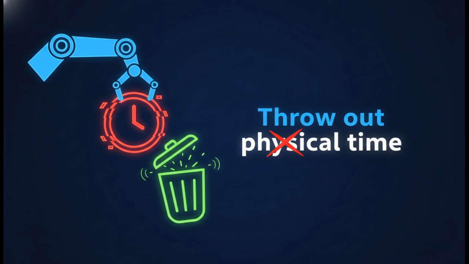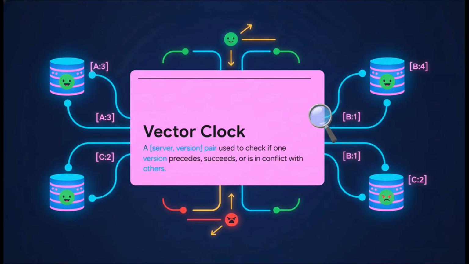We need a completely different way to understand the order of events. And that brings us to the hero of our story, the vector clock. Now, a vector clock has absolutely nothing to do with the time of day. Instead, I want you to think of it like a set of counters. For every single piece of data, we just keep a list of which servers have modified it and a version number for each of those servers. It tracks causality, what happened because of what, not what time the clock on the wall happened to say.